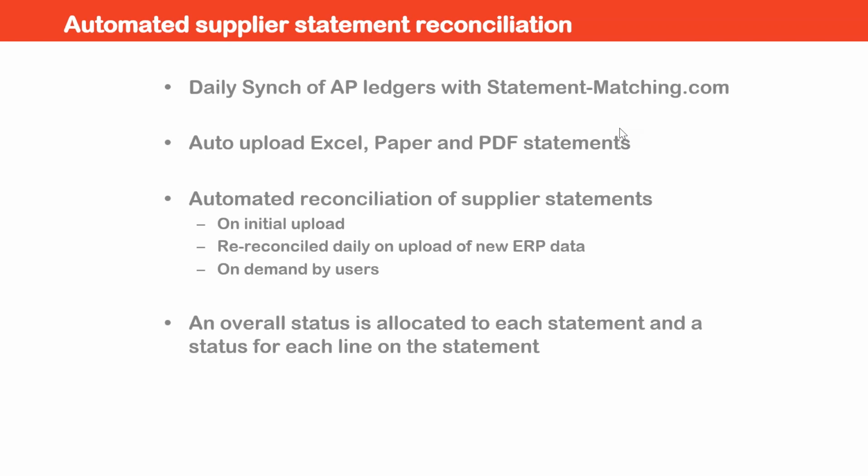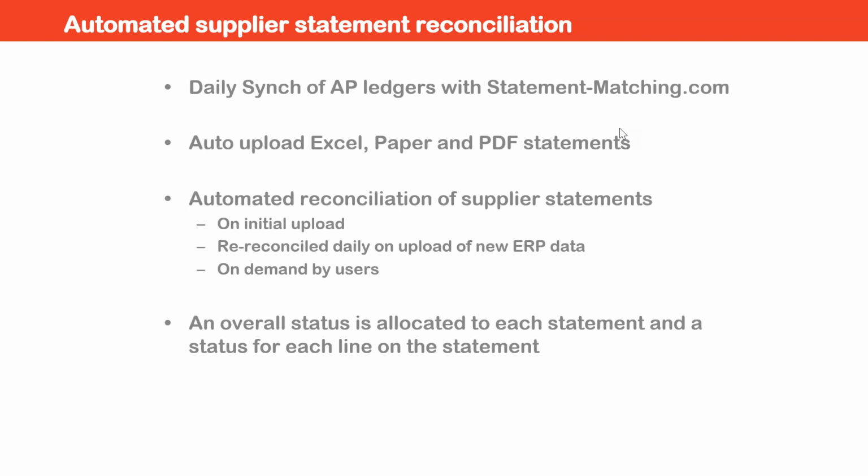So with the Excel and the PDF, they arrive via email. You would basically continue to receive them from the supplier into your email inboxes, and then you would forward them to an email address that I give you. And then the process of extracting the data from the Excel and PDF is automated, and then the statements are on statement matching within 24 hours. So all you've got to do is forward them. Paper, there's a bit more work. You've got to scan them to the same email address, and again, the same applies.